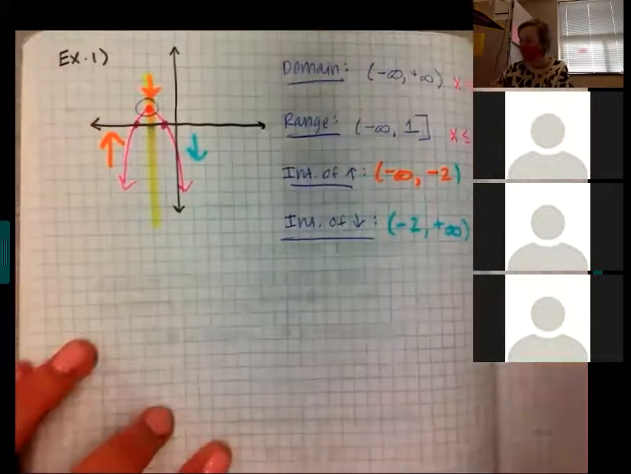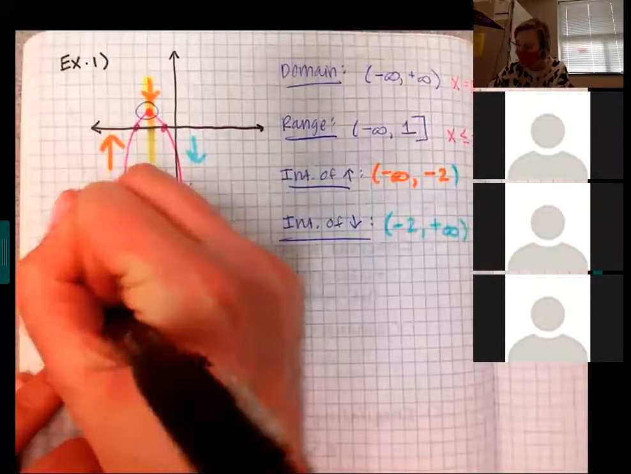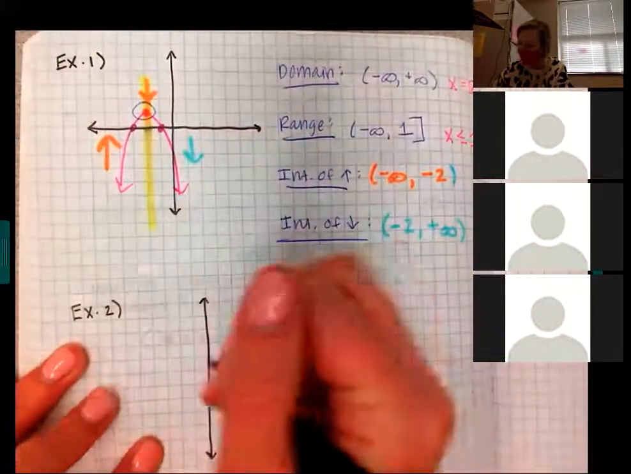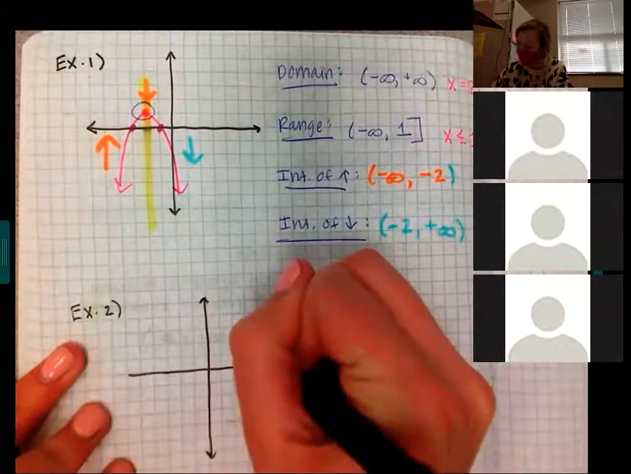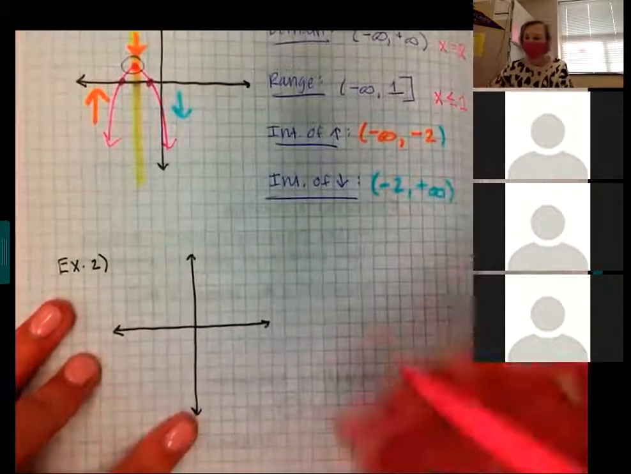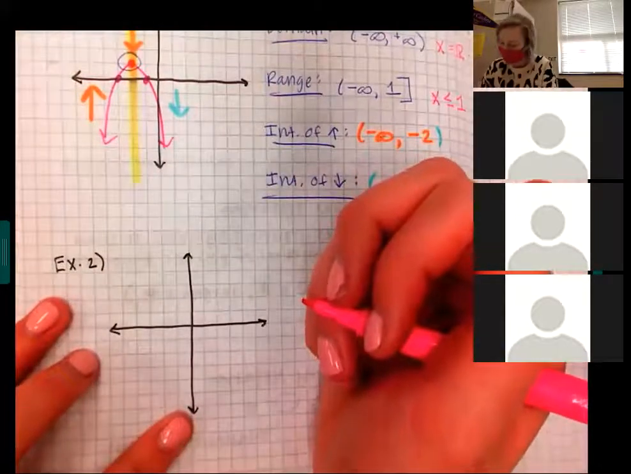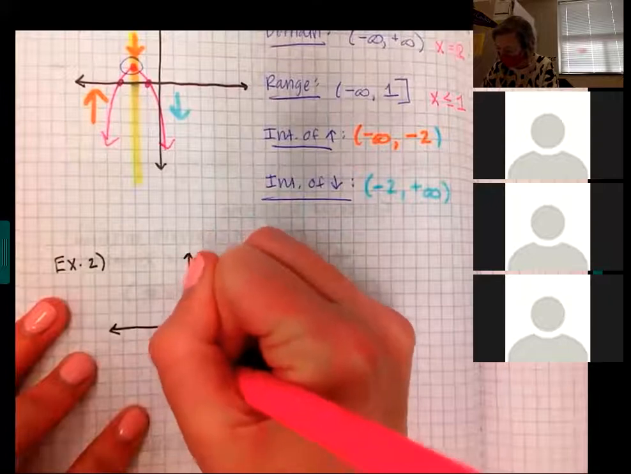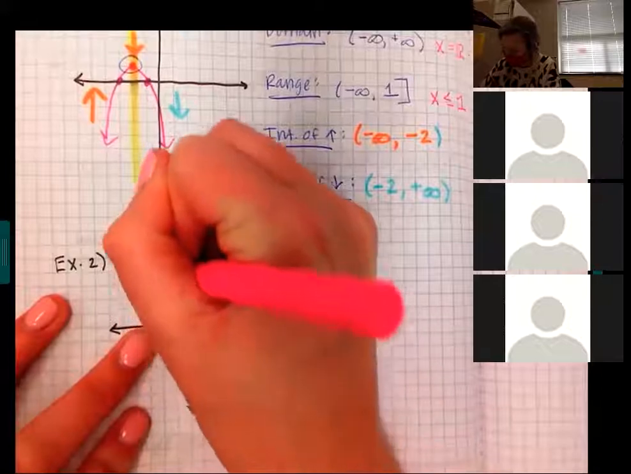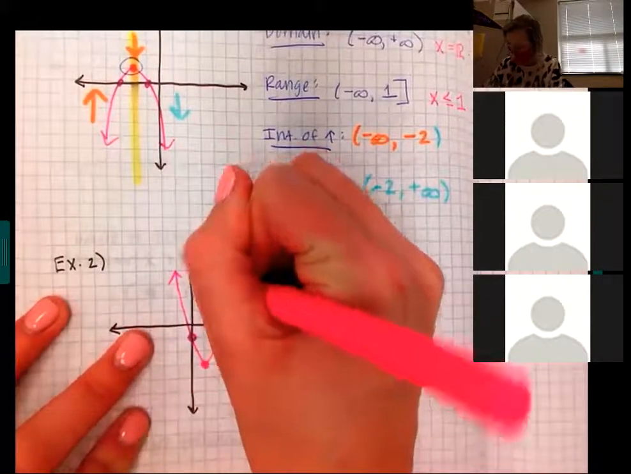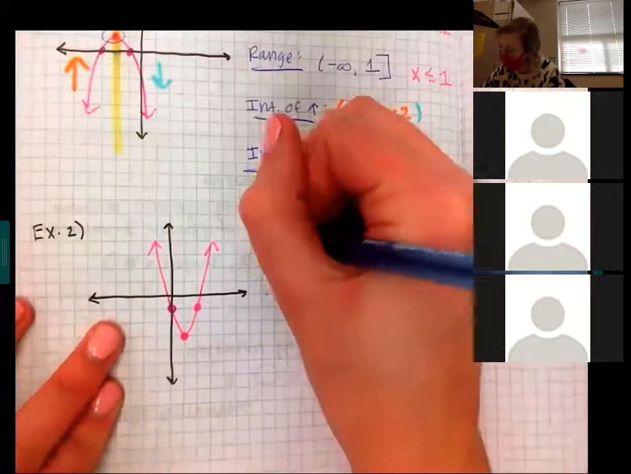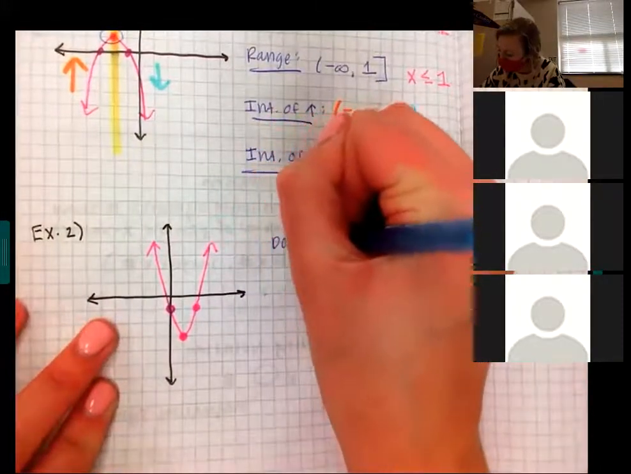All right, example 2. This is all we're doing tomorrow too. We're practicing this and transformations. Example 2, and same thing, we're going to find domain and range in both intervals.